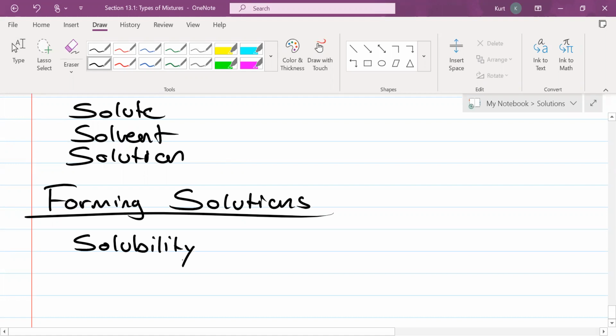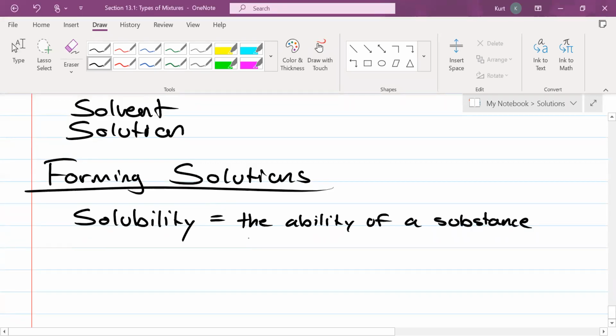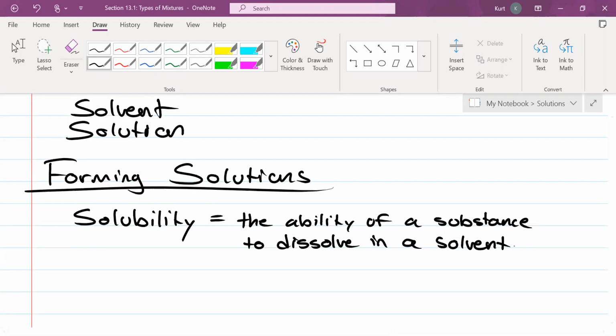The fact that a solute can dissolve in a solvent means that the solute is soluble. Solubility is just the ability of a substance to dissolve in a solvent. I had a student a long time ago made up a word. It's not a word. Dissolvability. If something is soluble, it is dissolvable.